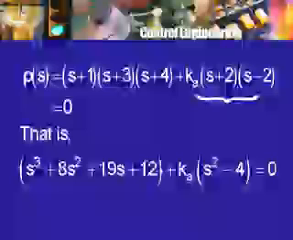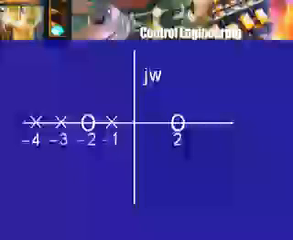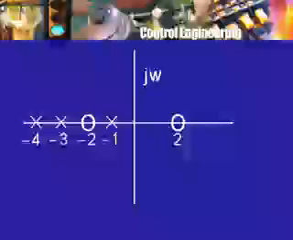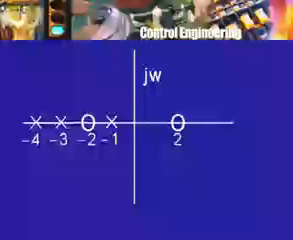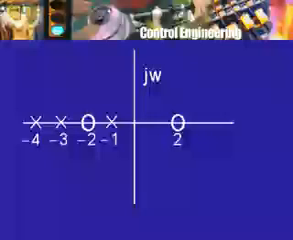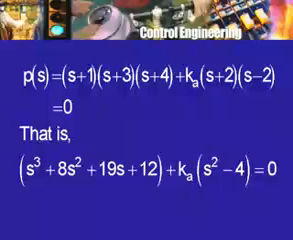Now what is it that I am looking at? I am trying to find out if a purely imaginary number is on the root locus. A purely imaginary number is j omega, for omega real. So I am trying to find out whether j omega is a root of this polynomial, or whether j omega will make this equal to 0.